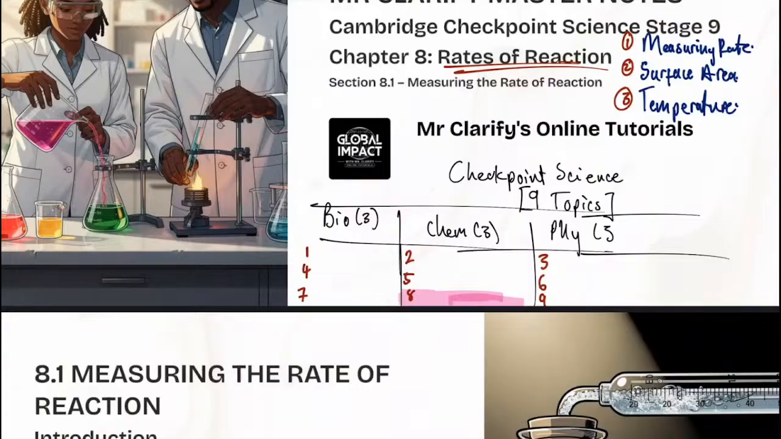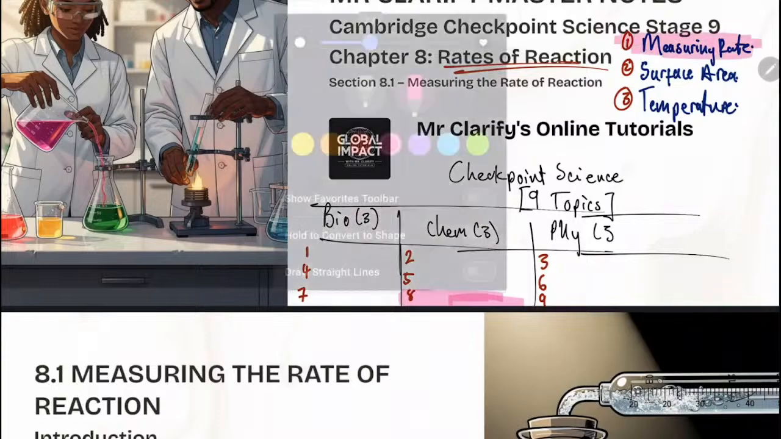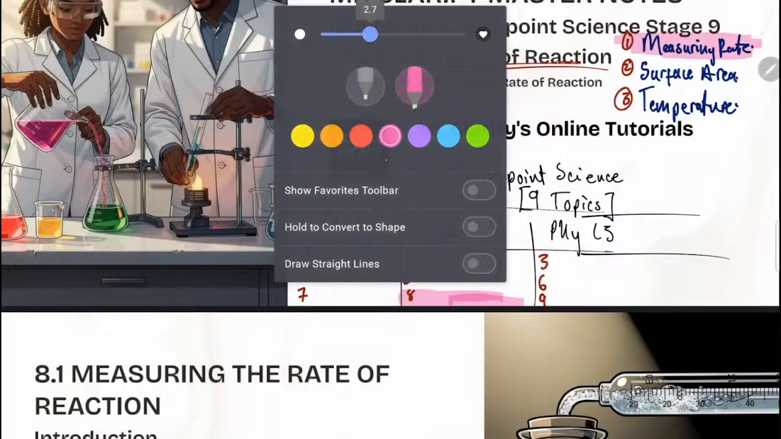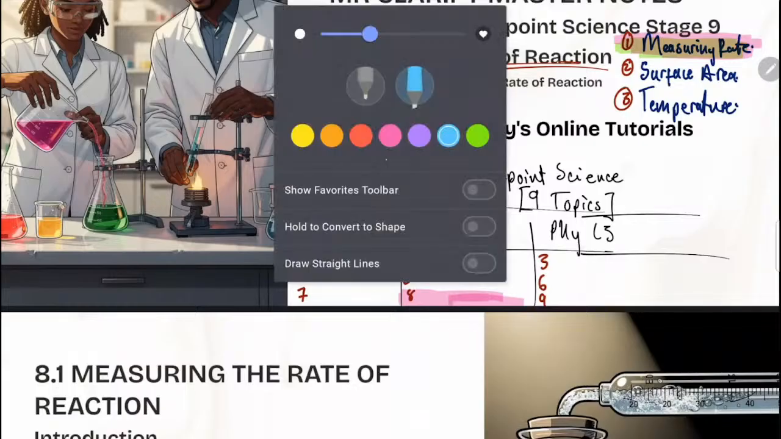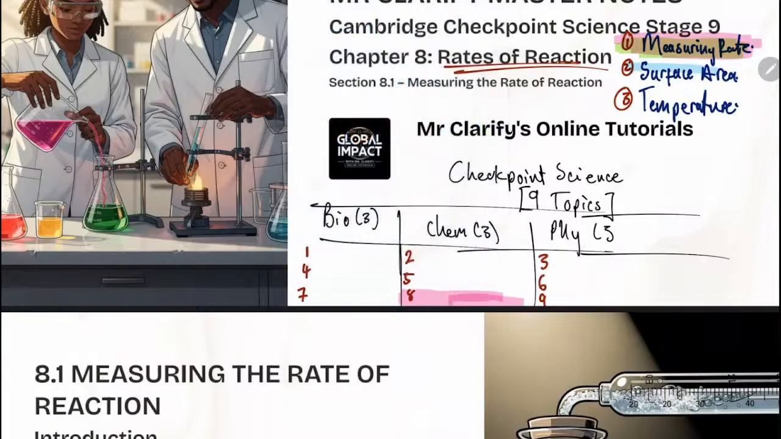The first thing is to know how to measure the rate. Then when we know how to measure the rate, the next thing we should know is the effect of what? Surface area on rate, right? Then the last thing is the effect of what? Of temperature on the rate.